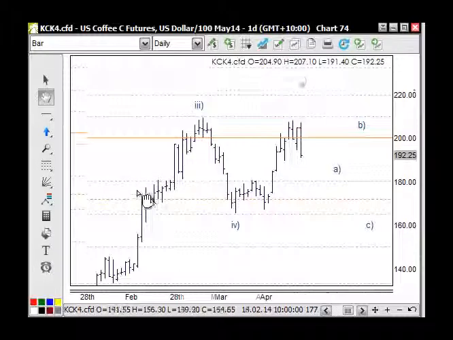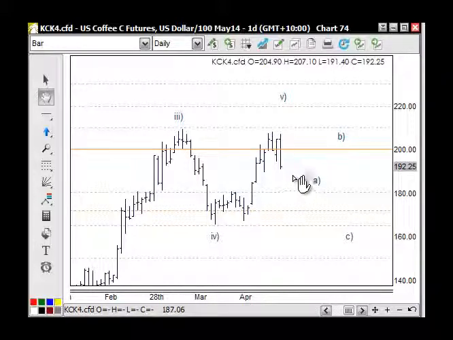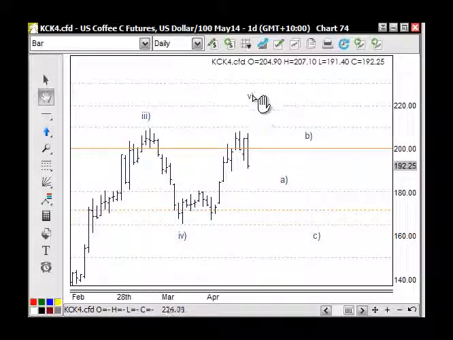The coffee here, where are we? Over here. Now, I just need to explain a couple of options here, because we were looking for this. It would have been nice if this top of this third wave got taken out. That would have been just perfect, because then I know that we would be in wave 5, and then we'd be looking for an A and a B and a C. But it hadn't taken the top out here.